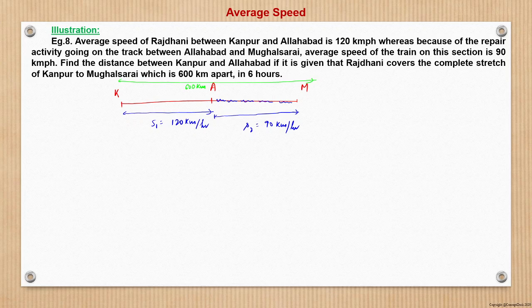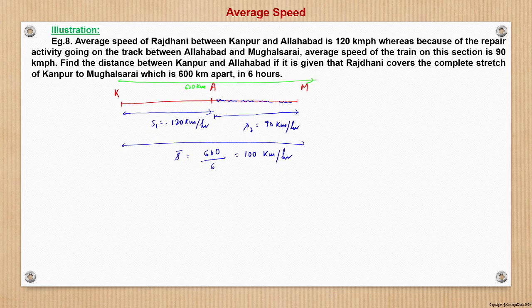So this is the way. Now, find the distance between Kanpur and Allahabad if it is given that Rajdhani covers the complete stretch. So now see, can we say that the speed between Kanpur and Mughalsarai will be total distance 600 upon time 6 hours. So this is nothing but 100 kilometer per hour.